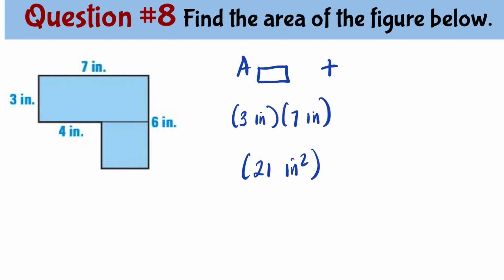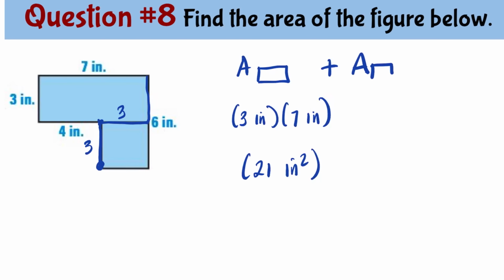Now let's find the dimension of this shape below. From this point to here, that's how many inches? 3 inches, right? Because we need to subtract 4 from 7. That gives us 3. Now, from this point going down, what will be the dimension? Also 3, right? We can subtract 3 units from the 6. That's why the remaining is 3. So it is a square.